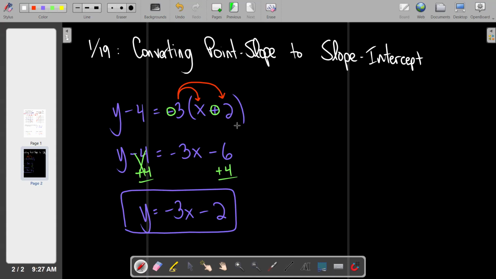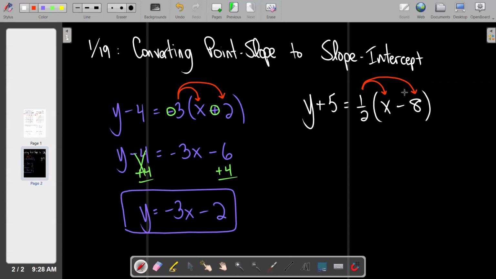Okay, let's go again. I'm going to give you a little fraction this time, but it's not going to be an evil fraction, okay? I'm going to save the evil fractions for tomorrow. So if I had y plus 5 equals 1/2 times x minus 8, what's step one? Distribute is the right answer, and it's going to keep being the right answer. Thank you for that. So I'm going to take this 1/2 and distribute it through the parentheses like this. You'll see in a second what I mean by this is not a terrible fraction. This guy's pretty darn friendly.